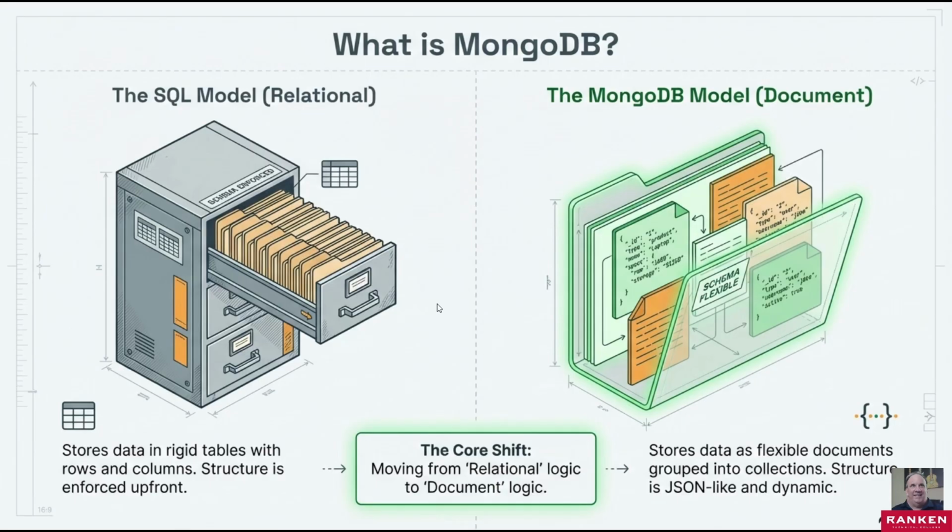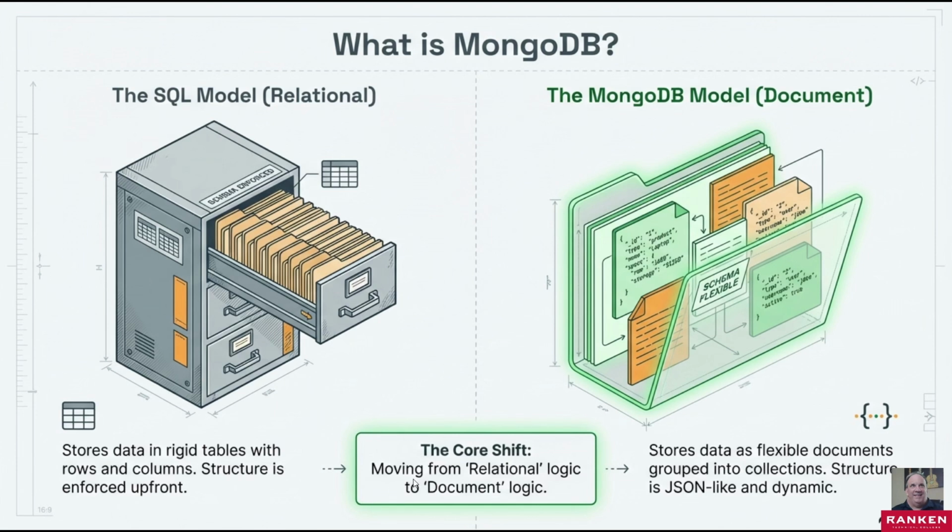So on this slide, on the left-hand side, you're looking at a depiction of a SQL database, a relational database, right? A relational database stores data in rigid tables with rows and columns, right? Structure is enforced up front. This is how it has to look. You can't just do whatever you want. You have to follow what has been defined for what you can put in those rows and columns, right?